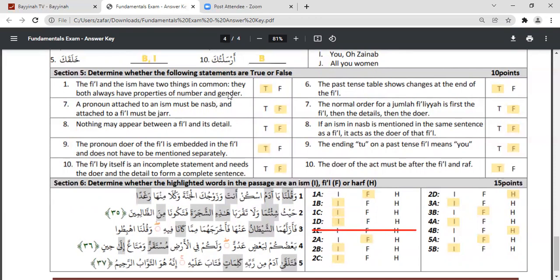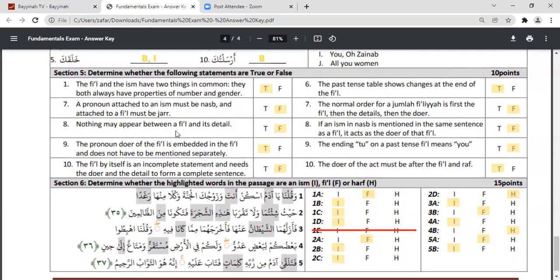Now let's talk about the fail. Fail, if we just pick up one, that is Nasara. Nasara is telling us about the gender, definitely, and it is telling us about the number as well. So the statement is true. A pronoun attached to an ism must be nasab, and attached to a fail must be jar. This is totally wrong. This is a false statement, because if you remember, pronoun attached to an ism is always jar, and attached to a fail is nasab, right?